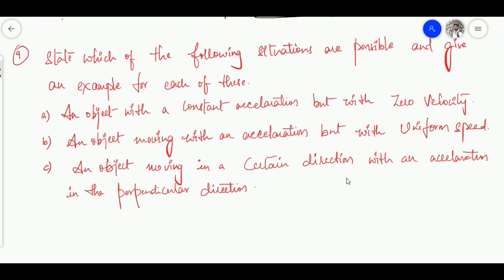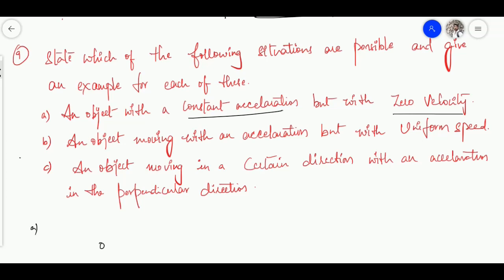So let's go to the 9th. State which of the following situations are possible and give an example for each of these. So we have to assess whether these cases can exist. Coming to the A. An object with a constant acceleration but zero velocity. Can it happen? See, an object should have constant acceleration but zero velocity. How come? Zero velocity, that means no acceleration, but he is saying it should have constant acceleration. But it is possible, exactly, it is possible.